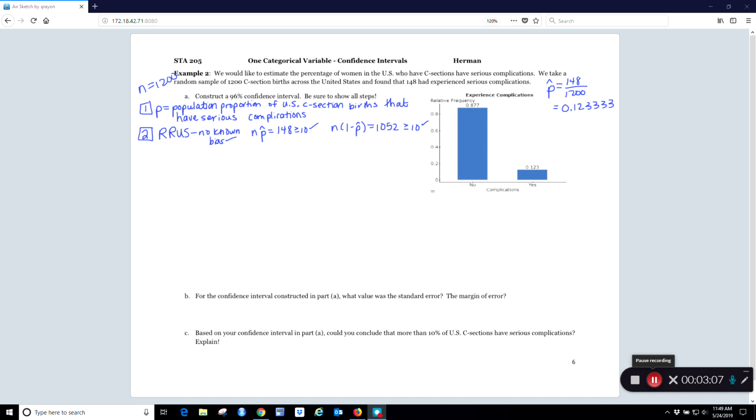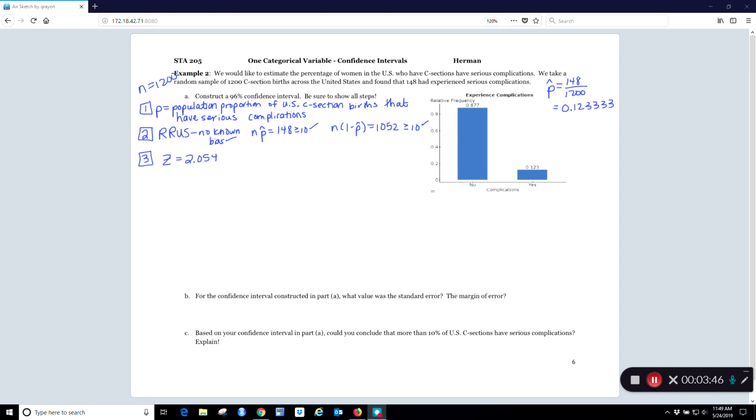Then the N times 1 minus P hat, because you'll notice that the two numbers we have here are going to add up to N. So I know by default that that's going to be 1,052. What that 1,052 represents are the number that did not have serious complications. So 148 had serious complications, 1,052 did not. Both of those numbers are at least 10. So the conditions are met here. Step 3 is where we're doing the actual calculation. So again, if you would like, pause the video here and see if you match what I get.